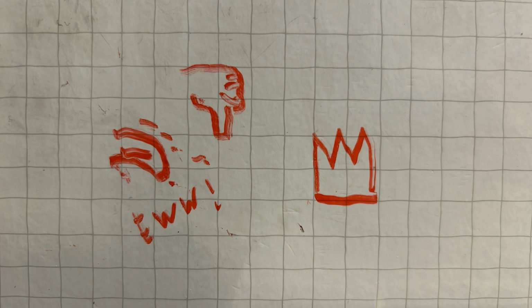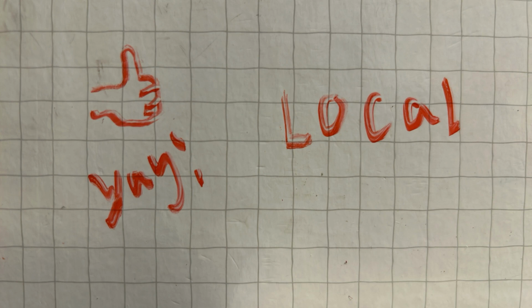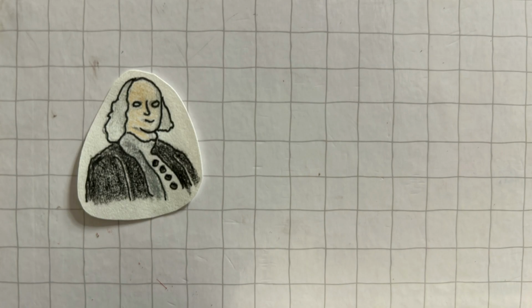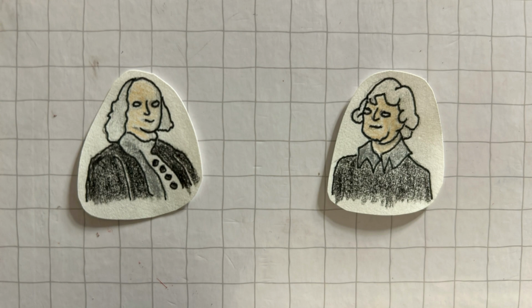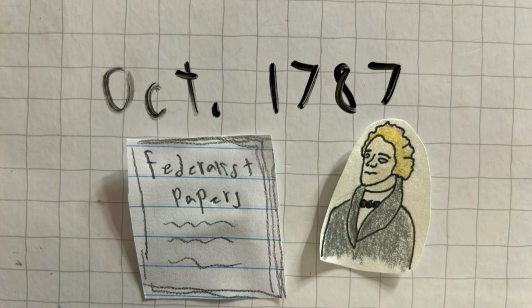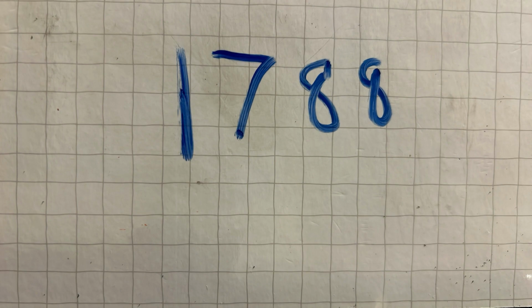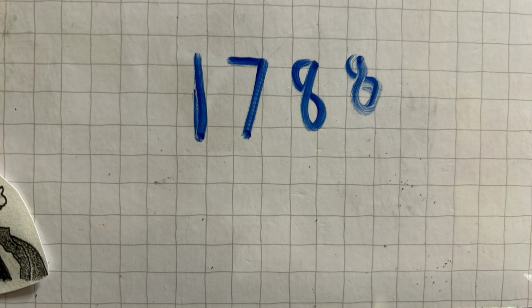While the Anti-Federalists were afraid of creating anything close to a monarchy and believed that the power should be held by the states and their local governments. Some well-known political leaders such as Ben Franklin and Thomas Jefferson were members of the Anti-Federalist Party. In October 1787, there were Federalist Papers, the majority written by Alexander Hamilton, supporting the Constitution. New Hampshire became the 9th state to ratify the Constitution in June 1788, and it went into effect.